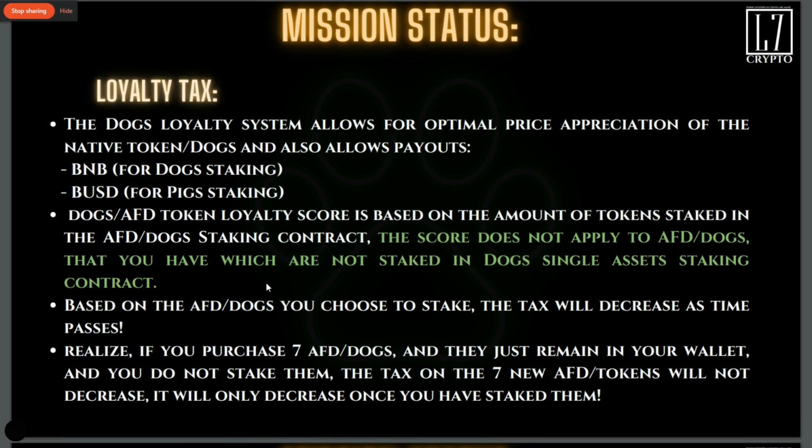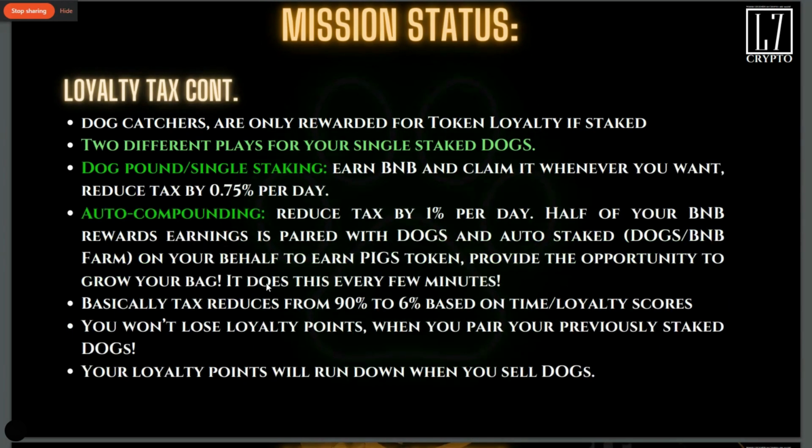Now realize, if you purchase 7 dogs and they just remain in your wallet and you do not stake them, the tax on the 7 new dogs that you have will not decrease. It will only decrease once you have them staked in one of the 2 pools. Please, please, please note that. They have to be staked in order to get the taxes reduced.